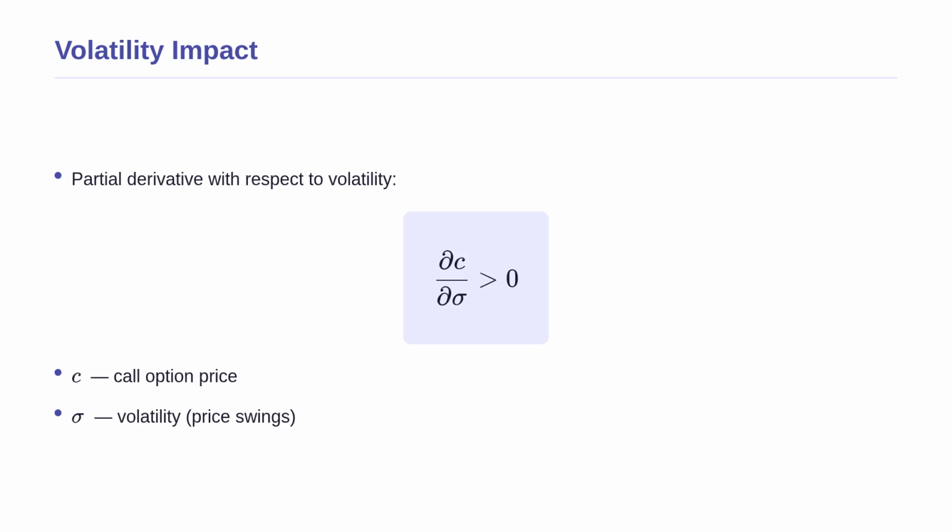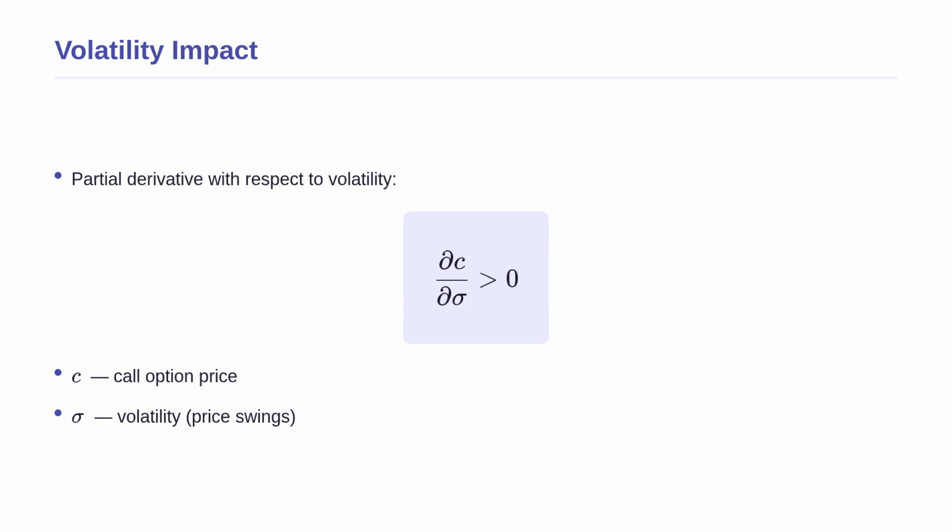This formula shows that the partial derivative of the call price with respect to volatility is positive. The same holds true for put options. In simple terms, higher volatility always makes options more expensive, regardless of whether they are calls or puts.